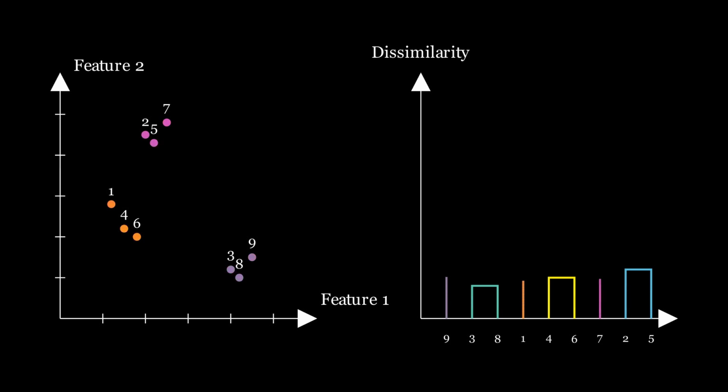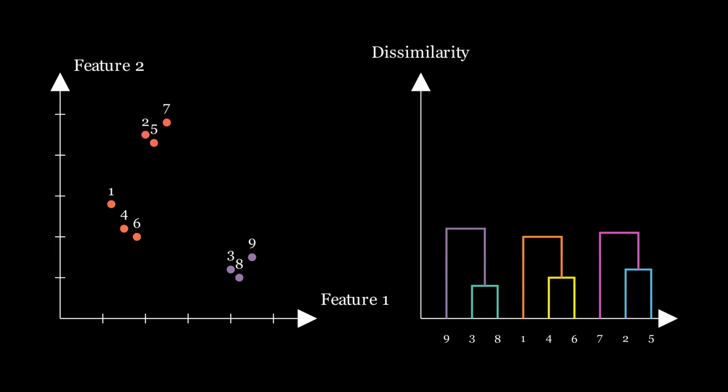Next, we check the distances again. Point 1 joins the 4 and 6 group. 9 joins 3 and 8, and 7 joins 2 and 5. The dendrogram grows higher because the dissimilarity is increasing.